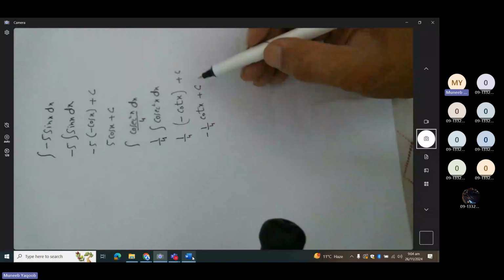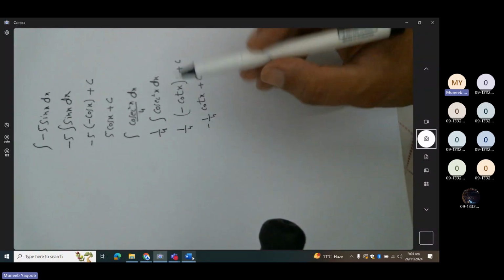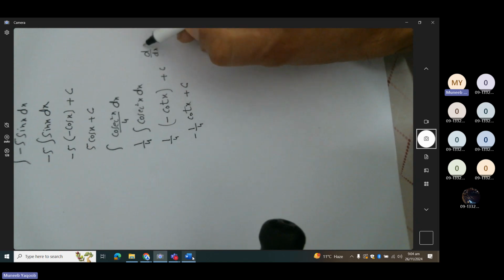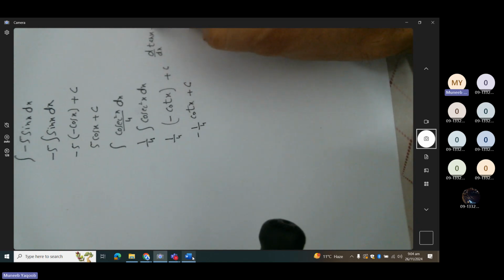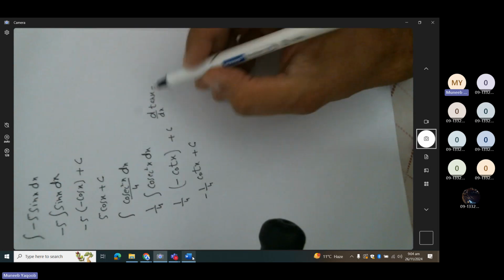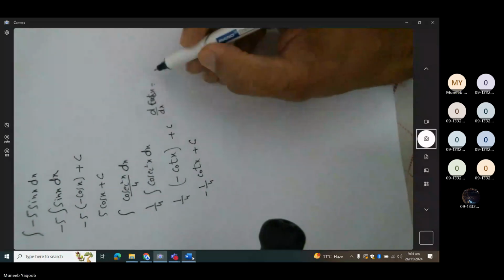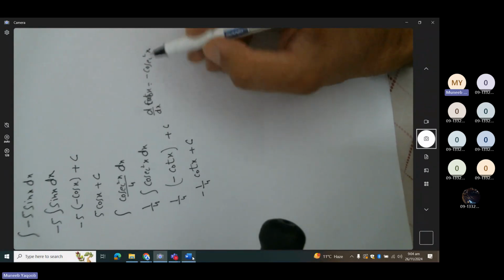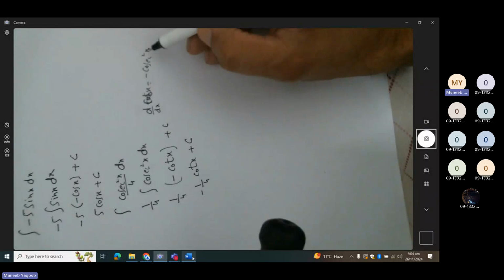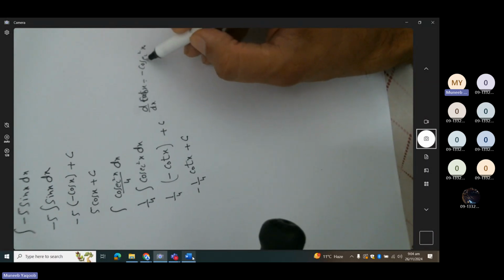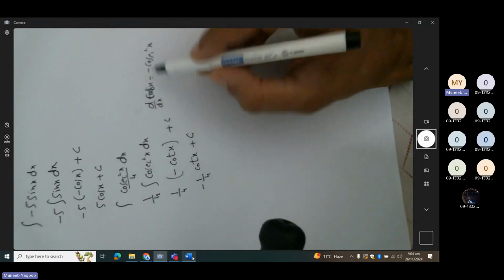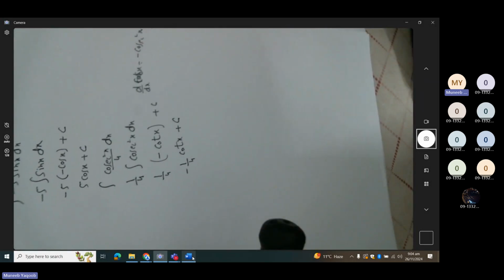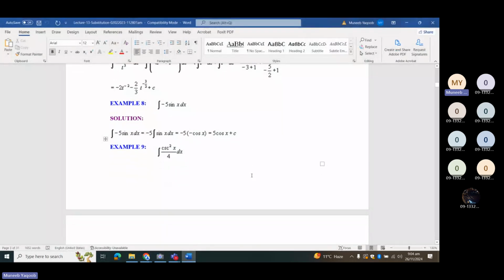So hence it will become minus 1 upon 4 times cot x plus c. So it was a very simple integral because we make use of the formula that d by dx of, sorry, d by dx of cot x is minus cosecant square x. So if d by dx of cot x is minus cosecant square x, then integral of cosecant square x will be minus cot x because integration is the reverse of differentiation.